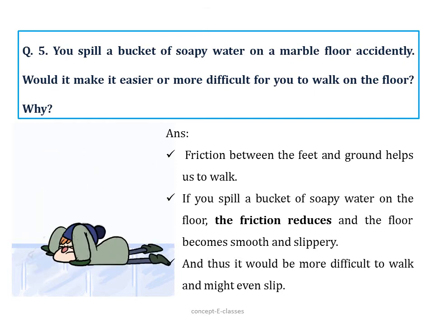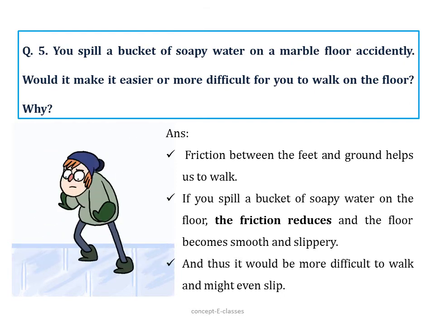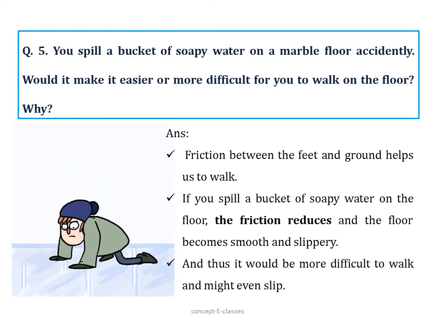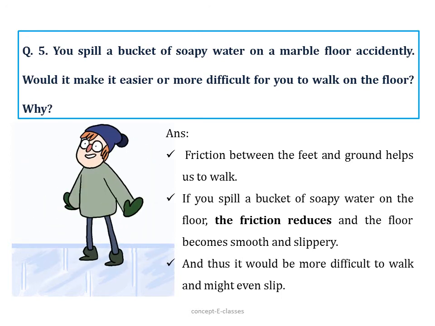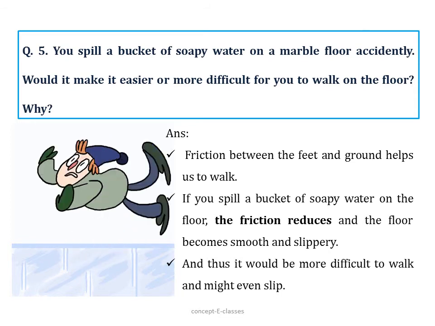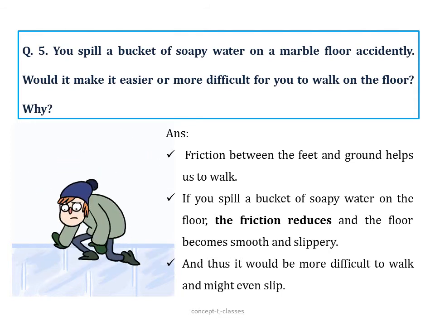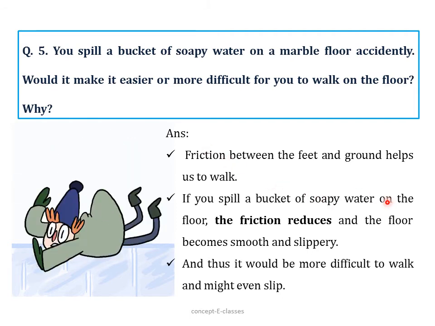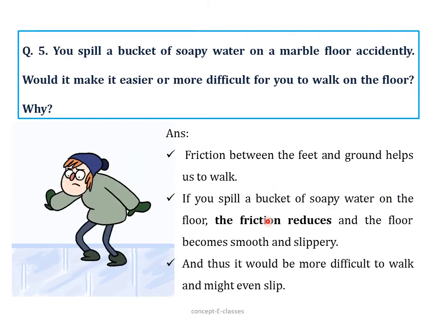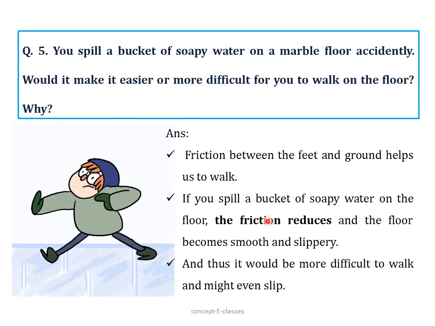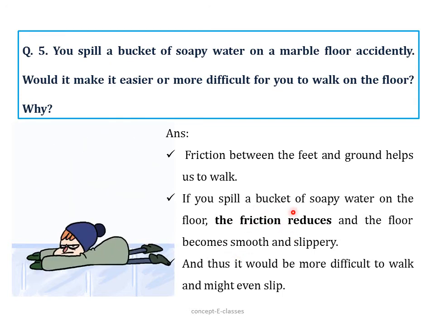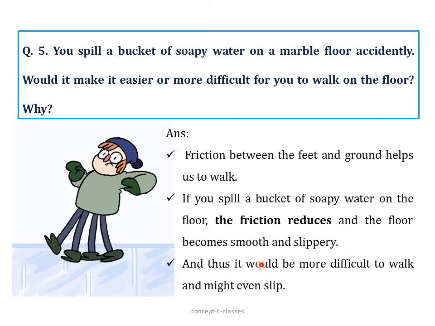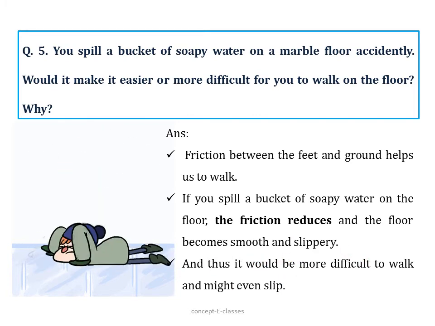As we have studied, friction is caused by the irregularities on the two surfaces. If you try walking, the irregularities on the feet and those of the ground lock onto one another and cause friction. Hence we are able to walk. So if you spill a bucket of soapy water on the floor, the surface becomes smooth, the irregularities become less, and hence the friction also reduces. Thus it would be difficult for us to walk and we might even slip.